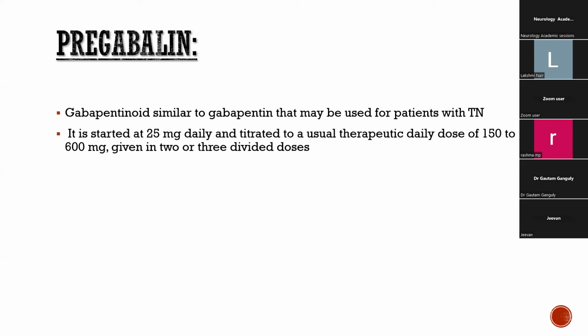Another drug tried is pregabalin. So the gabapentinoids, such as pregabalin, may be used for patients with trigeminal neuralgia. It can be started at 25 mg daily and can be titrated to a usual therapeutic daily dose of 150 to 600 mg, given in 2 to 3 divided doses.